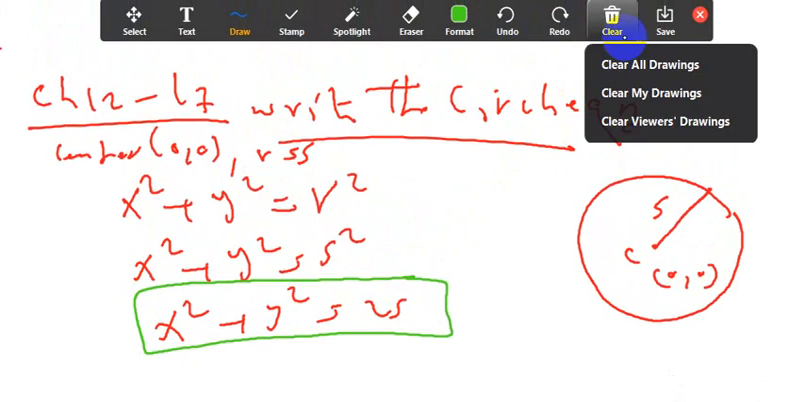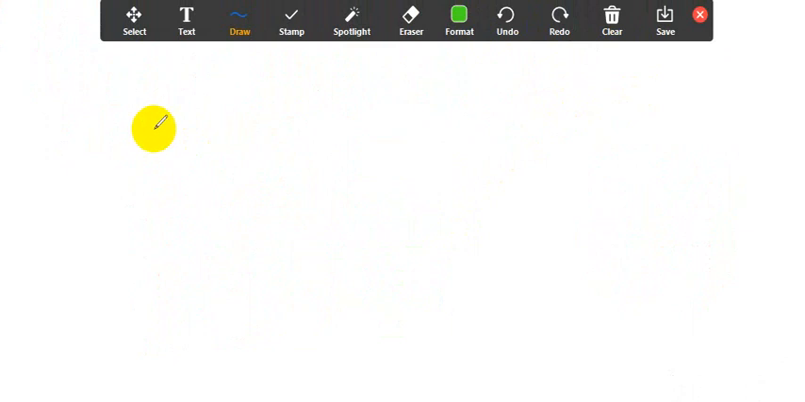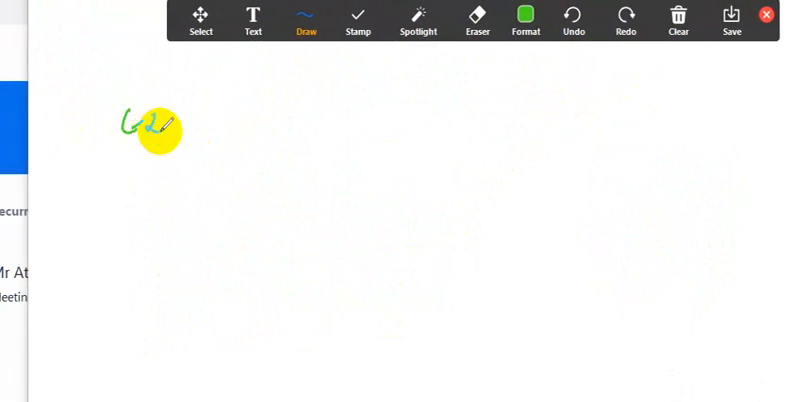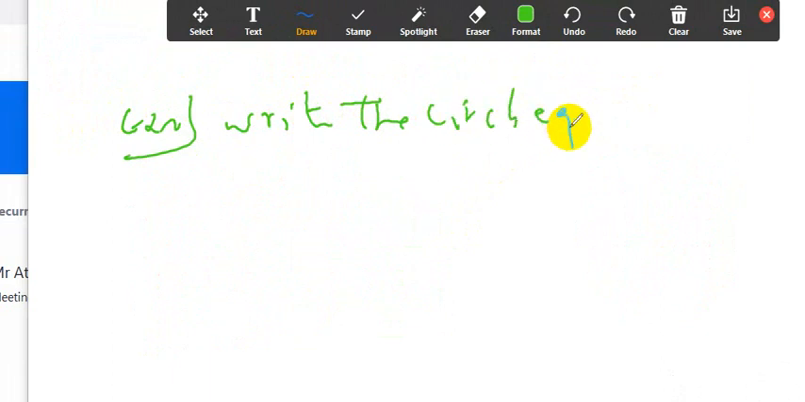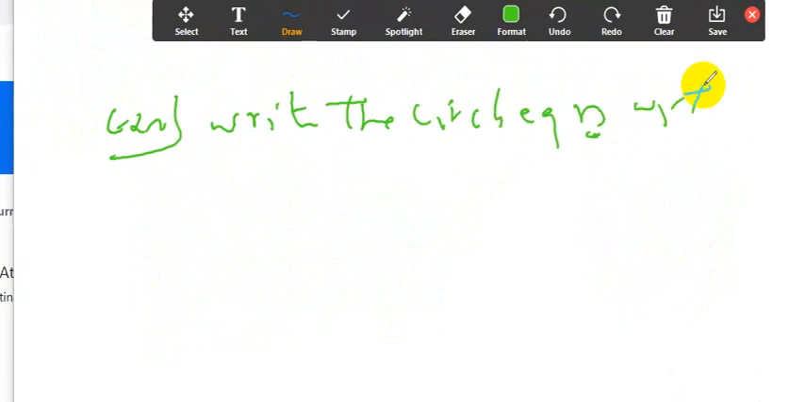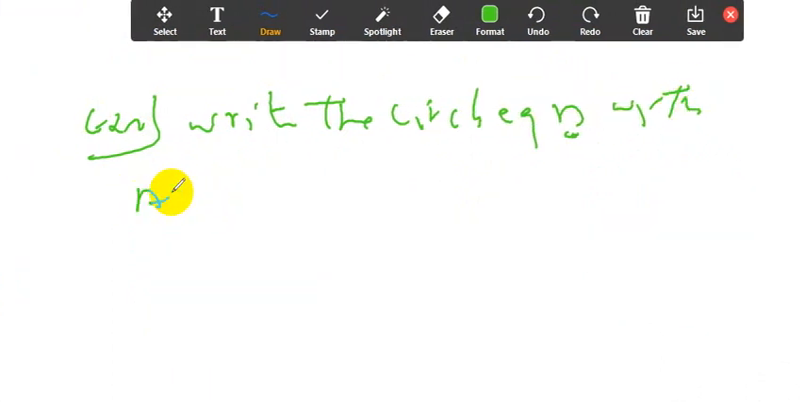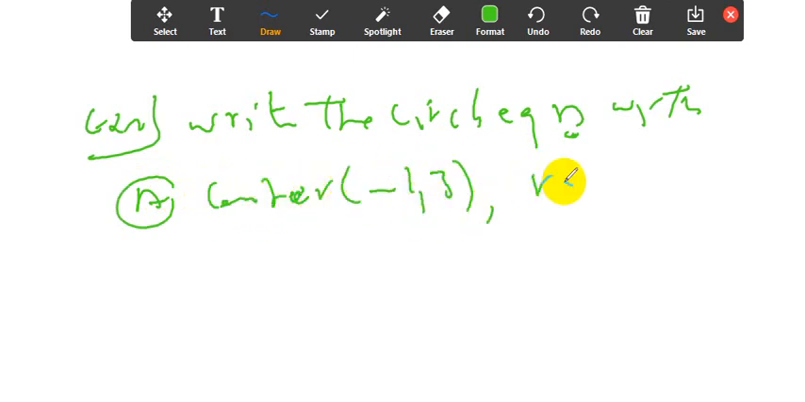Next example. Example number 2: write the circle equation with, choose number A, center minus 1, 3, and the radius equal to 5.